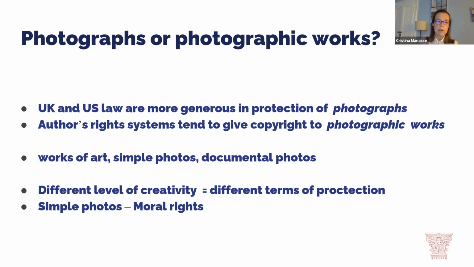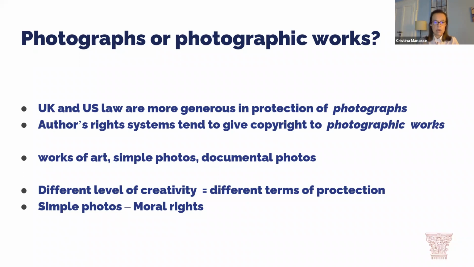So if we compare the different jurisdictions, we can say that United Kingdom and US law are more generous in the protection of photographs. So the limits are not so restrictive like in the EU member states. The authorial system tends to give copyright to photographic works. So the definition is photographic works. In the EU, we have, on the other side, different kinds of photos, because we distinguish between works of art, so photographic artworks, simple photos, and documental photos.